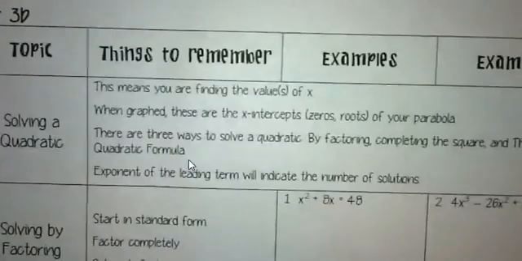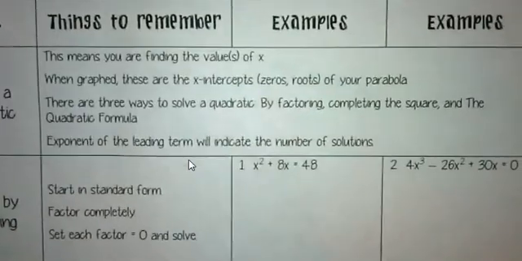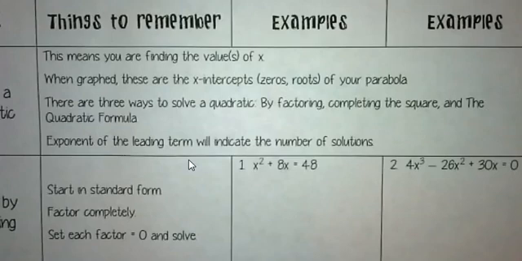Alright, so first I just started with some notes up here at the top. When you're solving the quadratic, basically all you're doing is finding the values of x. Remember that the exponent tells us how many solutions we have. So on most of these, we're going to have at least two. When we graph them, the solutions end up being the x-intercepts, which are also called zeros and roots. And there's three ways to solve a quadratic.